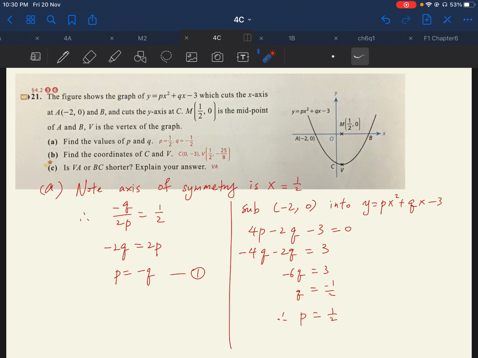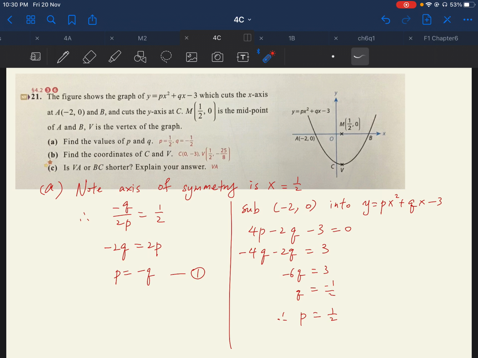For this question, find P and Q. So first thing is, the axis of symmetry will pass through the midpoint of A and B. That means the axis of symmetry is just a half. But we know that it's just the x-coordinate of the vertex. So what is the x-coordinate of the vertex?